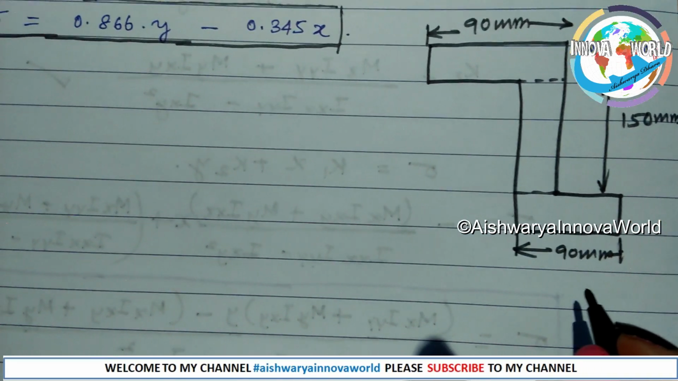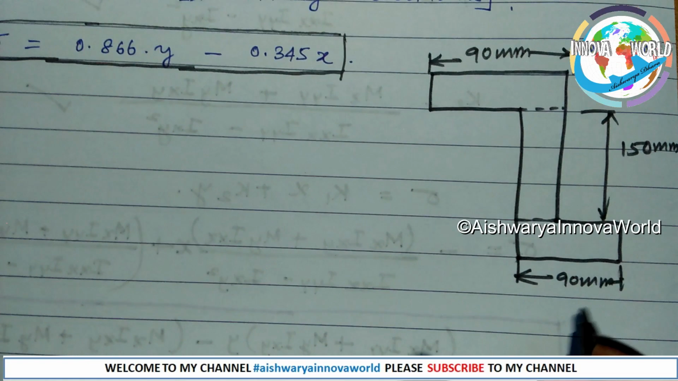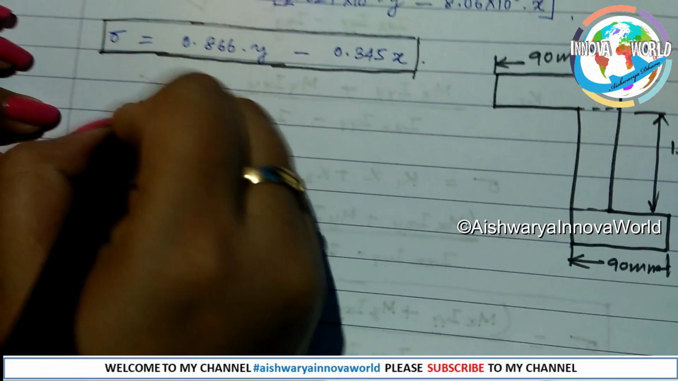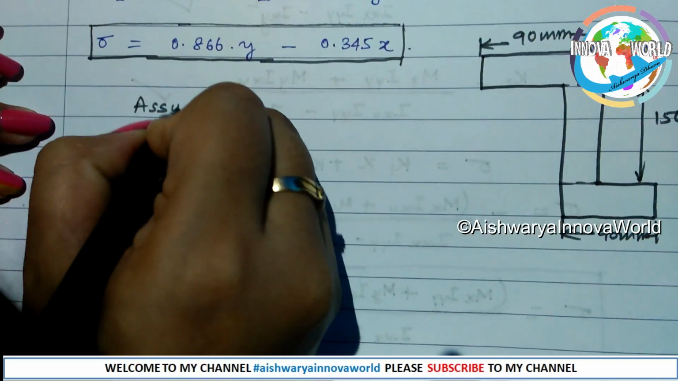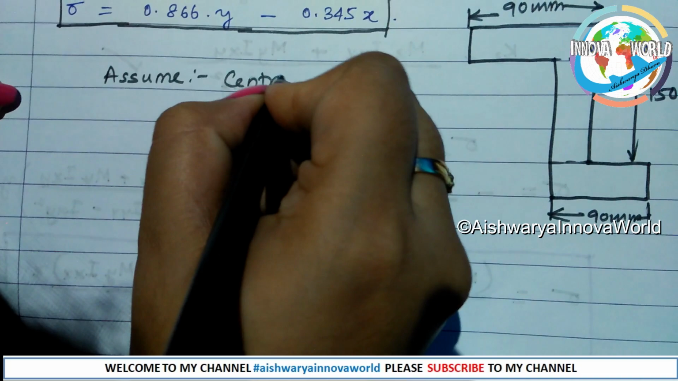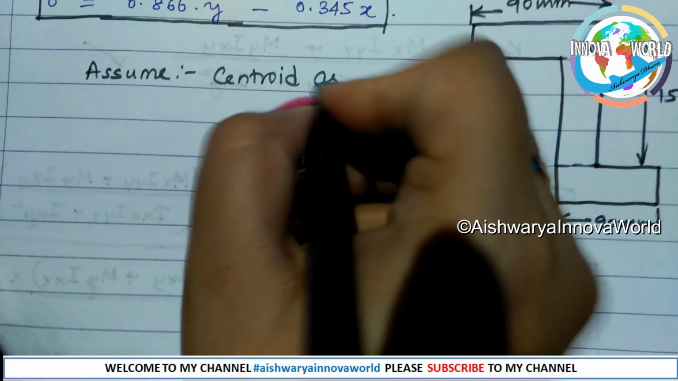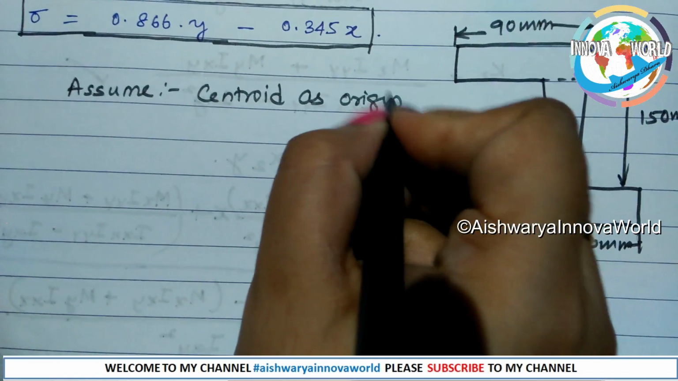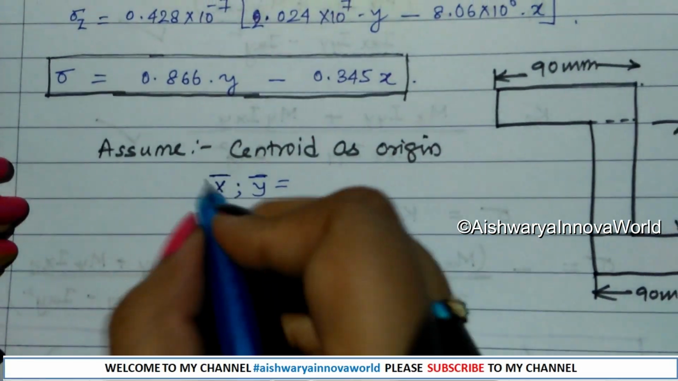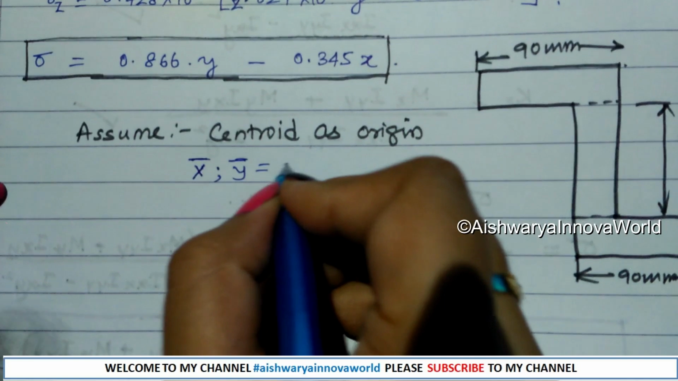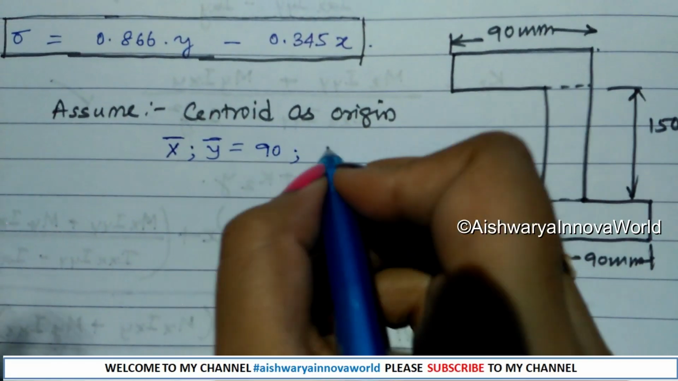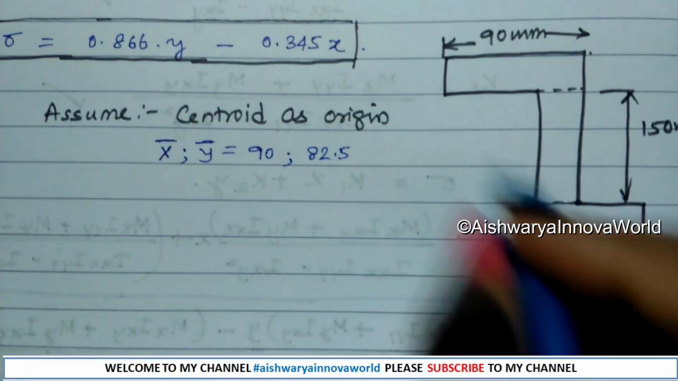What we have to do now is find the coordinates. From where do we have to find the coordinates? Now we have to assume the centroid as the origin. That means we have to take the centroid x bar, y bar. What is the location of the centroid? x bar is 90 and y bar is 82.5.